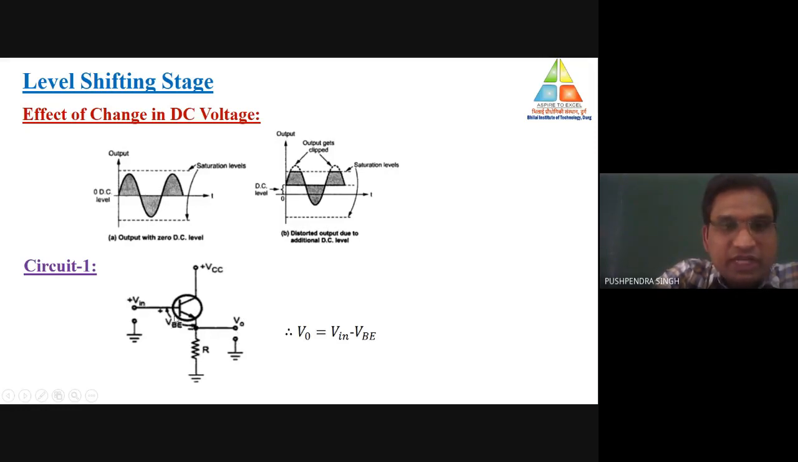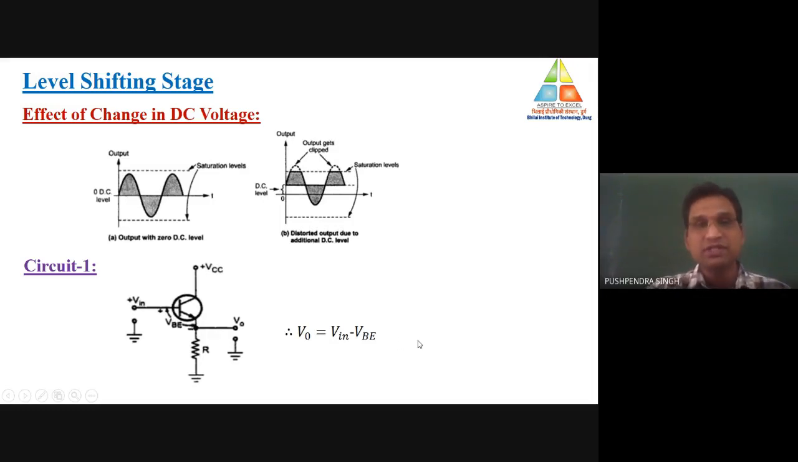Output is equal to V in minus VBE, where V in is the AC signal being applied at the base terminal of the transistor, and VBE is a DC voltage, 0.7. So when the change is only 0.7 volt, with the help of this simple circuit we may compensate the effect of the DC voltage.